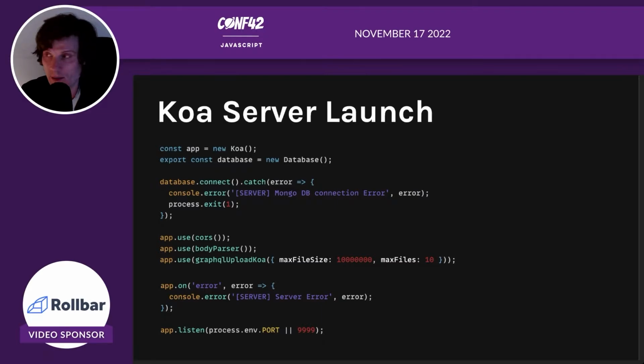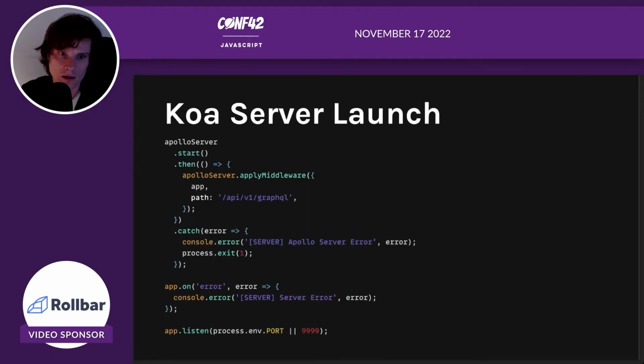Actually, we have to set up an Apollo server, and in the same way, we just start our Apollo server with applied middleware for a specific path. We're going to listen on API v1 GraphQL in order to have our requests against the server.